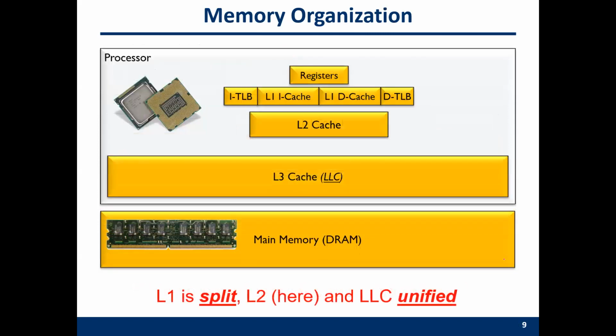So this is the typical memory organization for one single core. We have registers, we have a separate L1 cache for data and for instructions. We have a unified L2 cache. And we also have a very large L3 cache. And we also have a memory, DRAM memory.